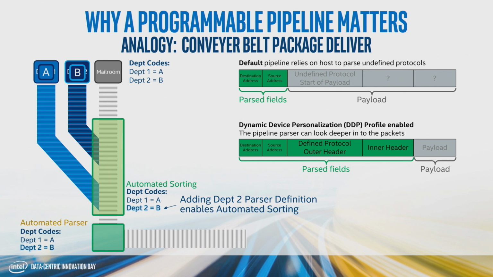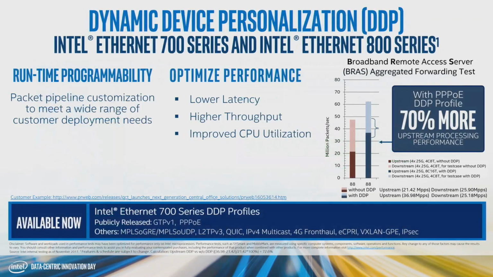And so with the 700 series, we built up a capability called dynamic device personalization, where we could insert one or two additional protocols based on the workload that we were being asked to service or handle. It allowed us to go deeper into those packets, be able to do RSS, do stateless offloads, and so forth. And that's what we had with the 700 series.